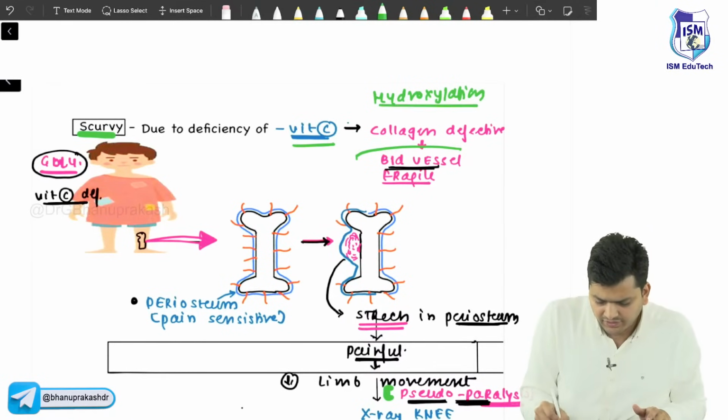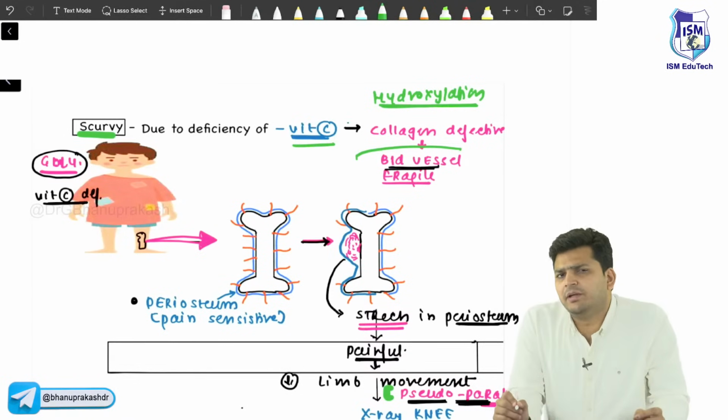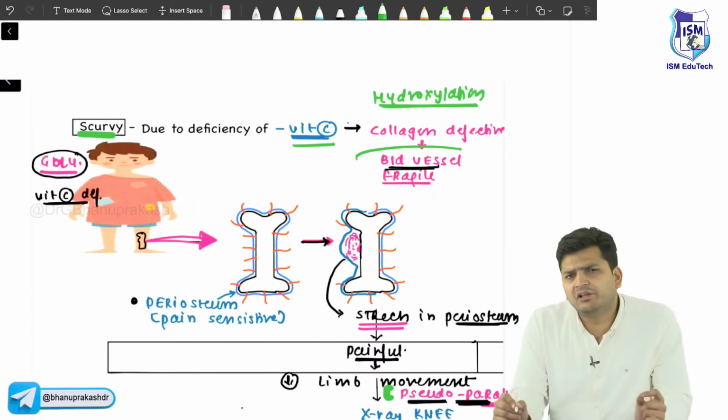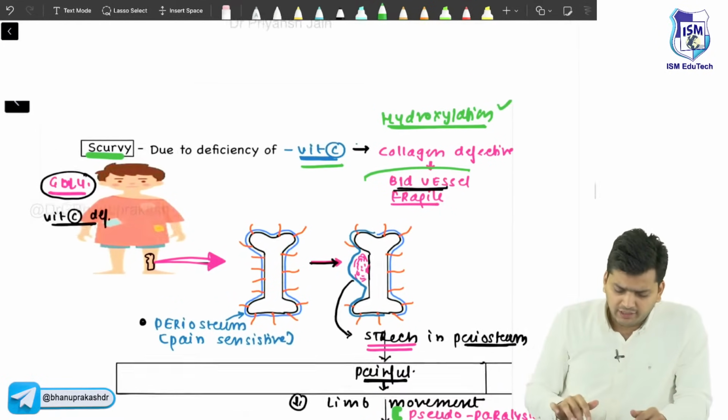During the hydroxylation, we require vitamin C. If the vitamin C is not there, the hydroxylation will not happen and the collagens will be defective, particularly the blood vessels. They are going to be very fragile. If the hydroxylation process does not occur, the collagens are going to be very fragile. Before I go into scurvy, I will add one point here.